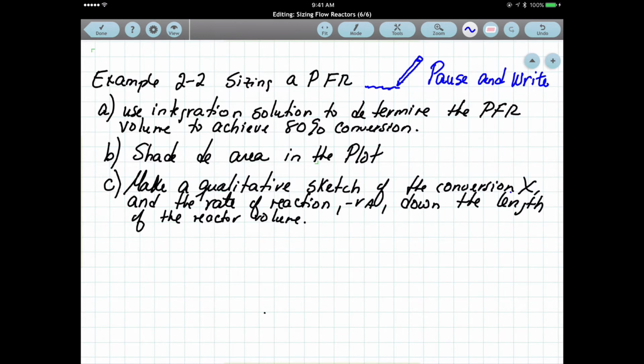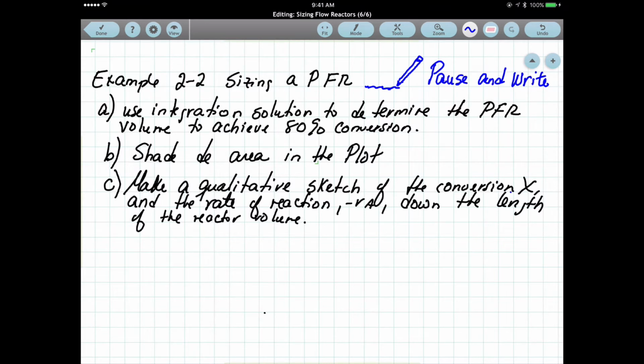So I recommend you pause the video right now and write down the statements. Okay, if you're back with me, before we start solving what they're asking, I really want you to think about what the statement is. For example, now we're talking about a PFR, which means the design equation is different from the CSTR. The conditions, such as the inlet flow and the data, are the same.